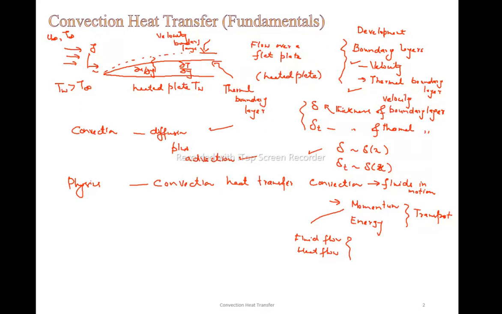So we have to understand the physics of this convection heat transfer, so we can understand the mechanism, what is really happening. If you know what is happening in the boundary layers, the velocity boundary layer and thermal boundary layer, then what was the measure of this convection heat transfer? The heat transfer coefficient, h. Last time I told you, you can measure it.